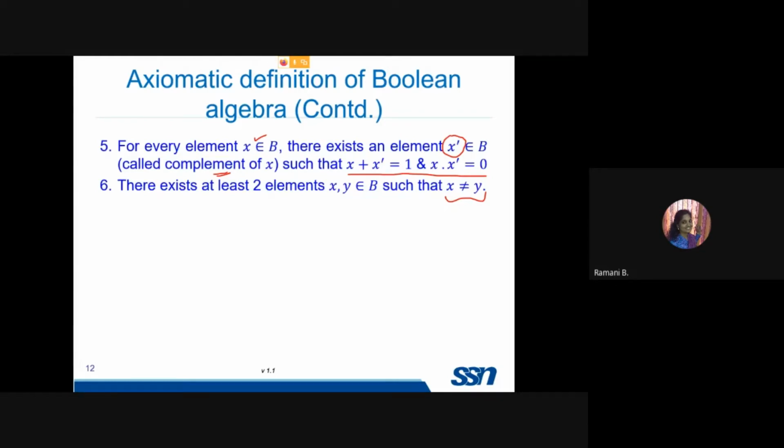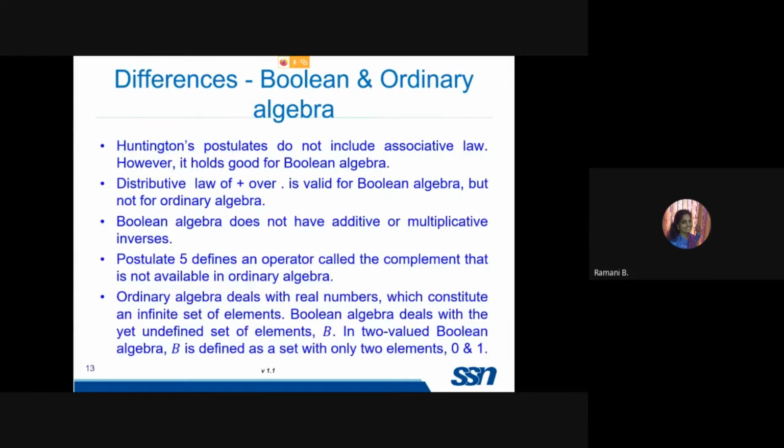Now we have seen the postulates with respect to algebra in general, and the Huntington postulates. Next we shall see the difference between Boolean algebra and ordinary algebra. The Huntington postulates do not include the associative law. With the general postulates we saw the associative law, but the Huntington postulates do not include it. However, Boolean algebra satisfies the associative law as well.